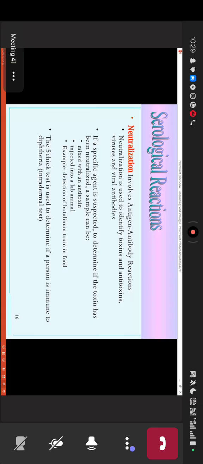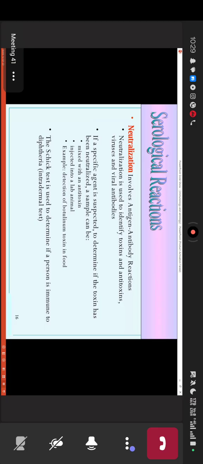So what is neutralization? It basically involves an antigen antibody reaction. In this reaction, antigen and antibody get neutralized. How do they get neutralized? Let's suppose I have one antigen and one antibody. Antigen and antibody combine with each other and form a complex. So it becomes neutralized. There is no effect of antigen and there is no effect of antibody. This is known as neutralization.